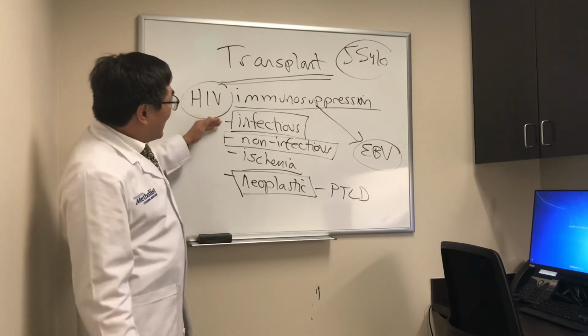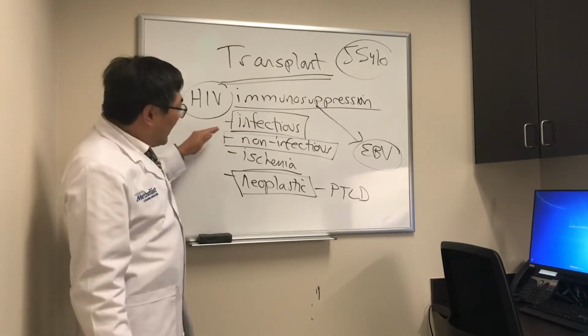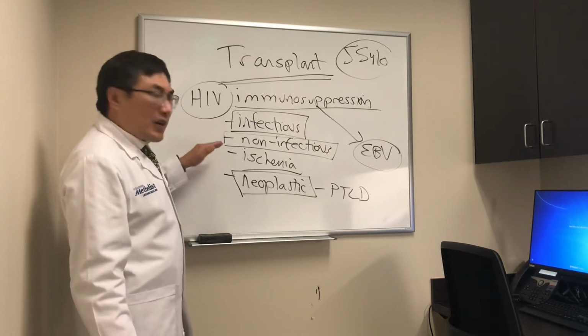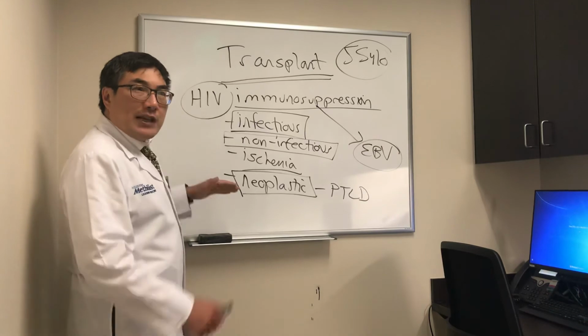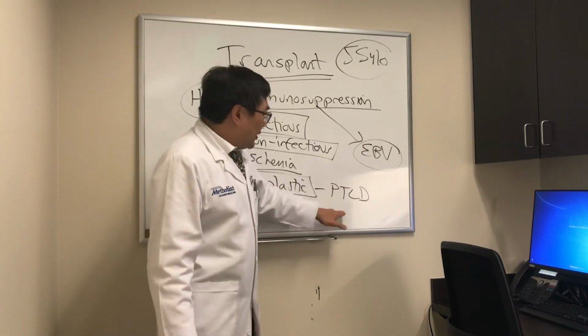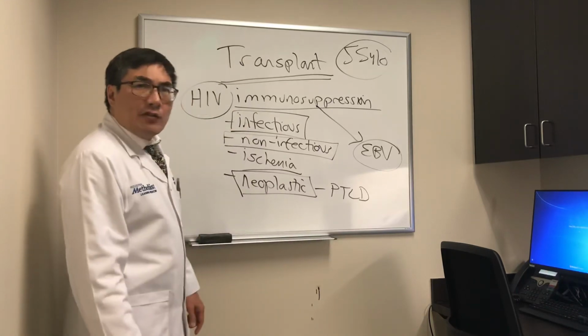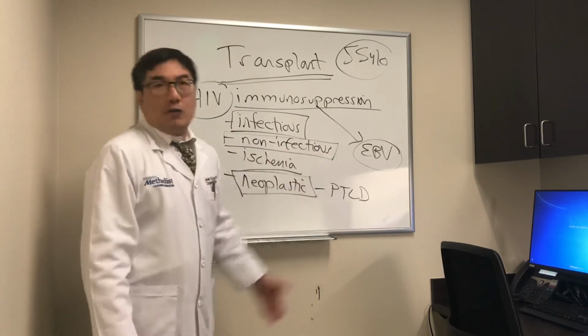You also need to worry about infections released by the immunosuppression. CMV, herpes simplex, herpes zoster, toxoplasmosis, tuberculosis, any kind of infection can be unleashed. And if EBV is unleashed, the EBV-related lymphomas, post-transplant lymphoproliferative disorder.